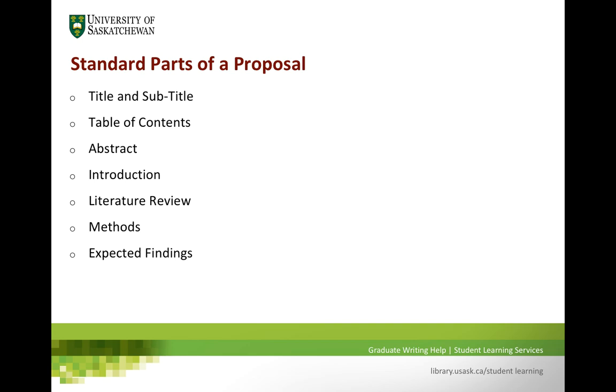I'm moving on now to talk about the organization of a proposal. Some parts of a proposal are pretty standard, and some are particular to certain departments. But all are going to have a title and subtitle. All, or at least most, are going to have a table of contents. Some, not all, are going to have abstracts. All are going to have introductions. Some are going to have a separate section called a literature review, others are going to have a combined introduction and literature review. All are going to have a method section. Some will have an expected findings section.